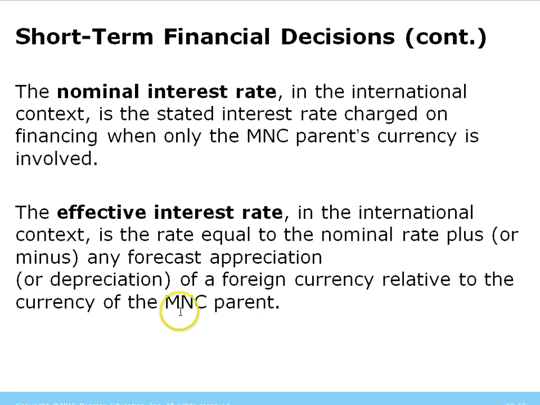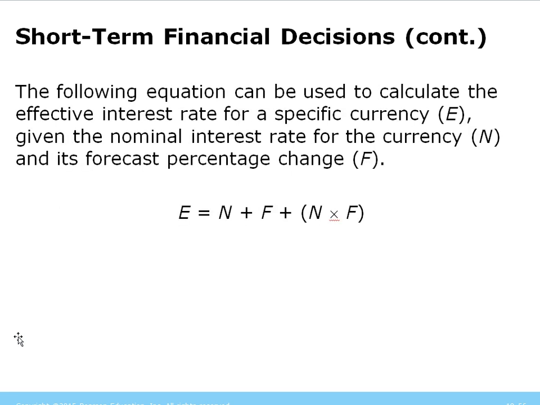depreciation. Let's try that again: depreciation of a foreign currency relative to the currency of the multinational's parent. So that basically is just saying that if the foreign currency is going to change, that has to be incorporated into the effective interest rate to take account of that risk. So we have, of course, a formula for this. To calculate the effective rate, given the nominal rate for a particular currency, which we'd denote as N, and its foreign percentage change, F, the effective rate would be N plus F plus N times F.